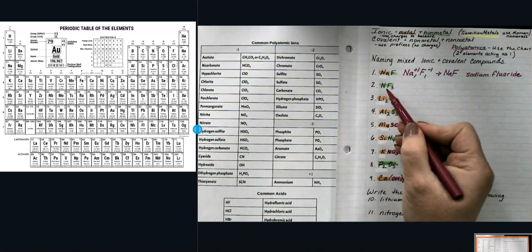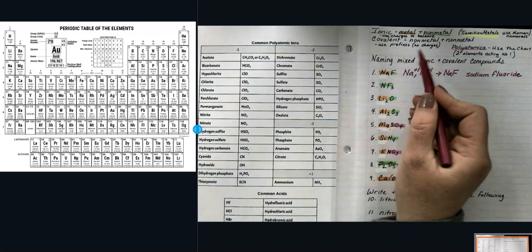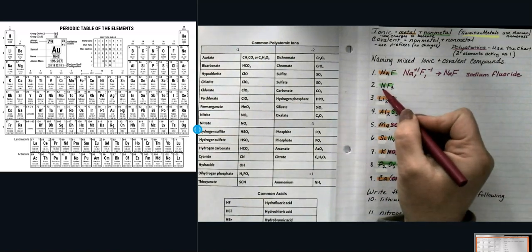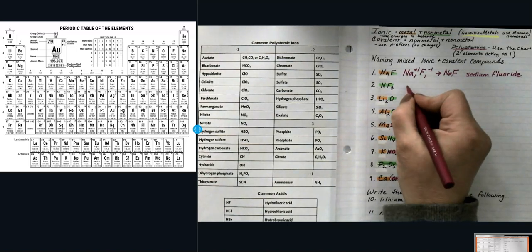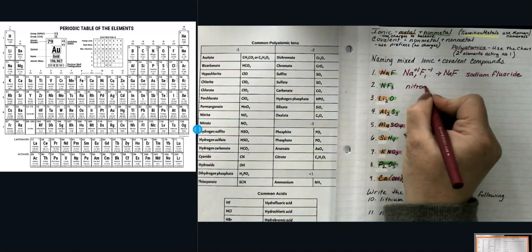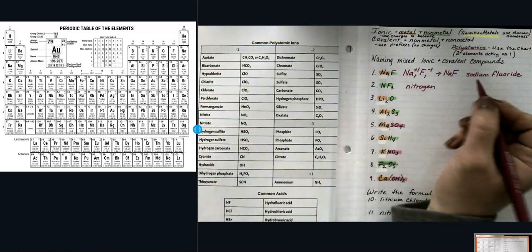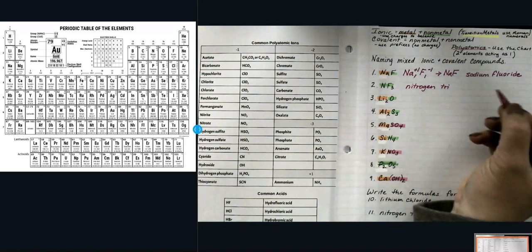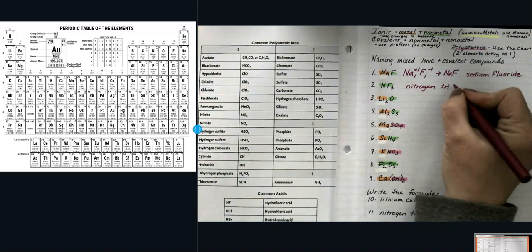So this one right here is 2 nonmetals. So that's a covalent, and we're going to use prefixes and not charges. So those prefixes that we learn, if we just have one of something, we can just name it nitrogen. And then the prefix for 3 is tri. And then F is just fluoride again.